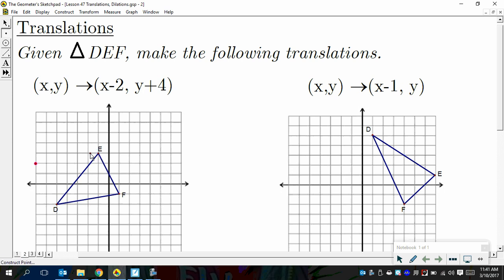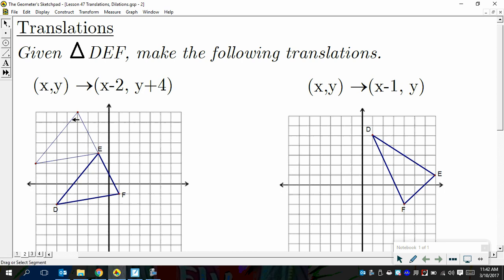Same thing for E, I go to the left 2, and up 4, there's my new point. Same thing for F, to the left 2, up 4. That actually ends up where E is. Now I can connect these and create my new triangle. So the triangle should look pretty much the same, it's just shifted in the coordinate plane. So I moved it to the left 2 and up 4 completely.